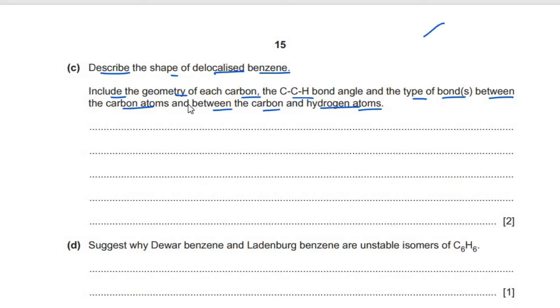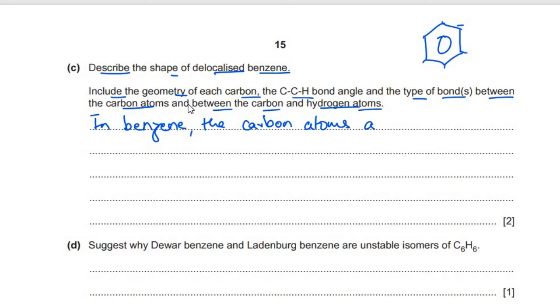So if we understand the benzene ring, that is Kekulé's benzene ring, we can understand that each of the carbons is having a double bond. So each of the carbons is having a double bond in its hexagonal ring. So we can write that in benzene, the carbon atoms are arranged in a hexagonal ring.